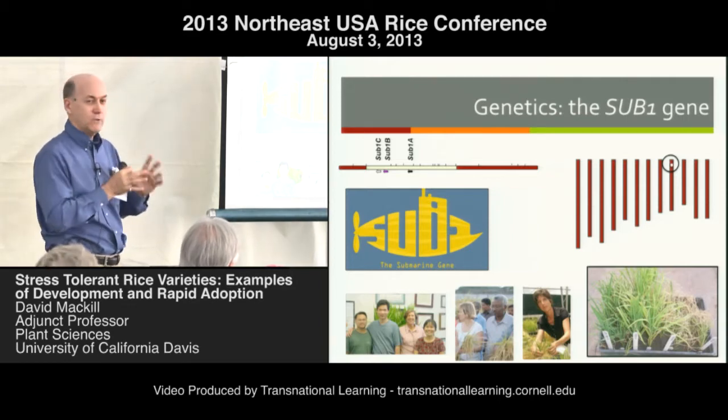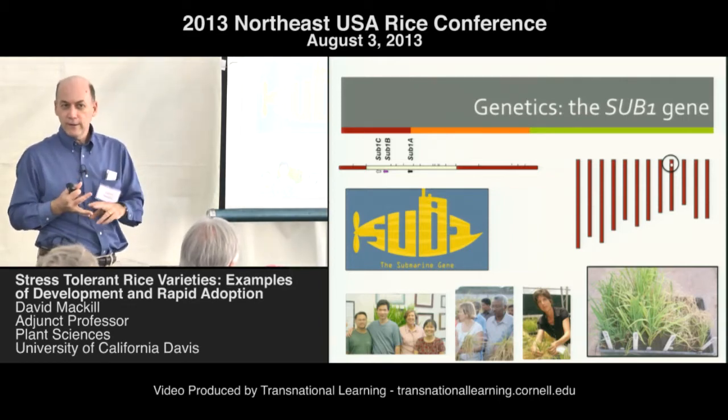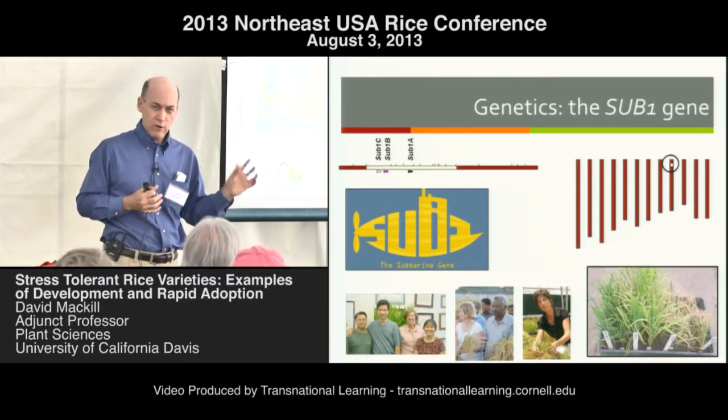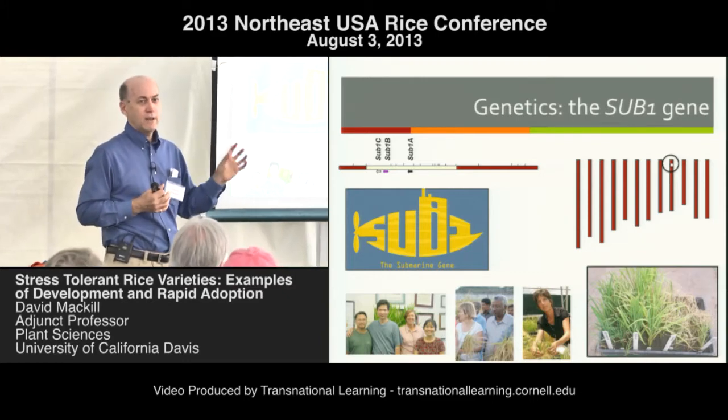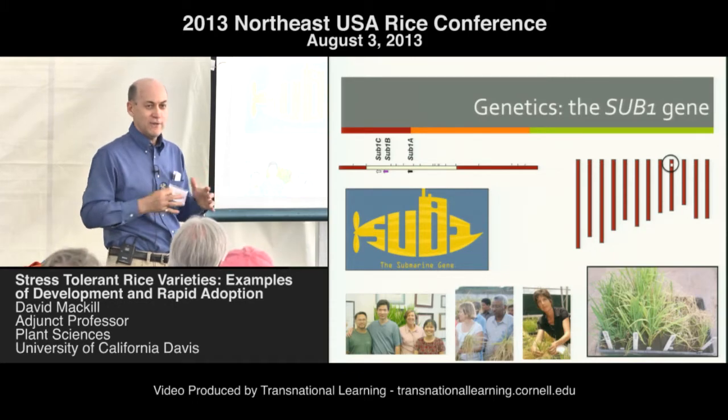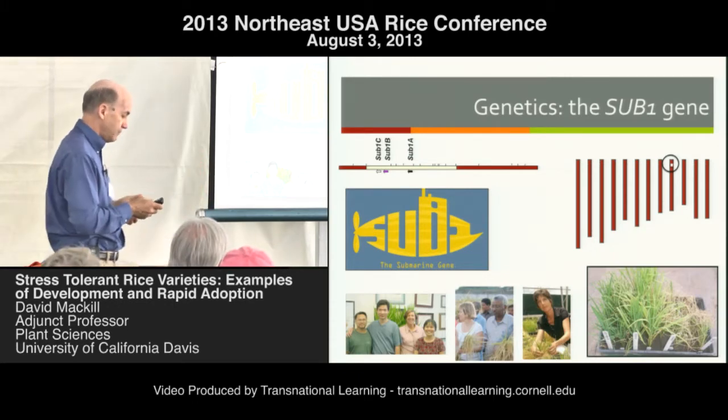And so we took that variety. It has very good yield, it has good quality, and we introduced this gene by this process. It took us a little over 2 years to do that. So it's very quick compared to regular breeding, which usually takes 5 to 10 years, and then you have to do a lot of evaluation.